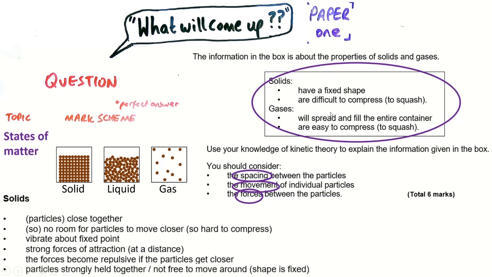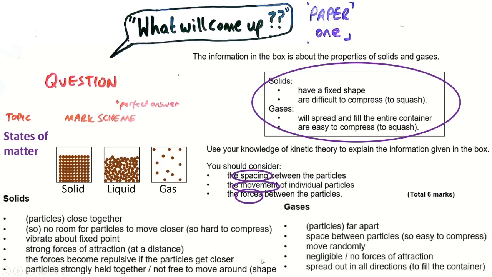So link those two ideas together. Now for a gas, it's the opposite basically. Gas particles are far apart, so there's a big space between particles, so they're easy to compress. Again, just because these things are in brackets, you want to write them down because they link the ideas together really well. The movement: they move randomly.